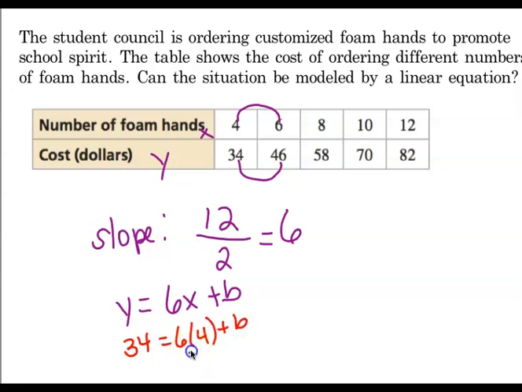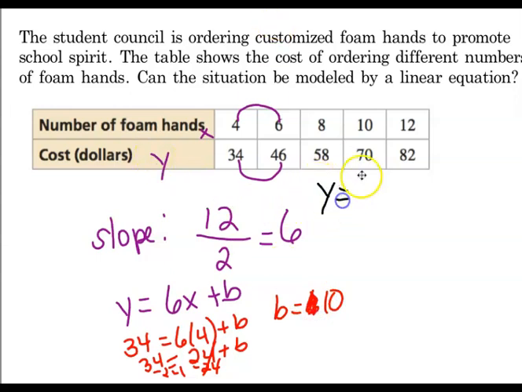So we are solving for b. 6 times 4 is 24. 24 + b has to equal 34. So I subtract 24 from both sides, and I get b = 10, right? 34 minus 24 is 10. So now I can write it in slope-intercept form. y = 6x + 10. And that would be my equation. Every point that I pick should work. So if I purchase 10 hands and sub in 10, 6 times 10 is 60, plus 10 is 70. This is the equation that is modeled by this table.